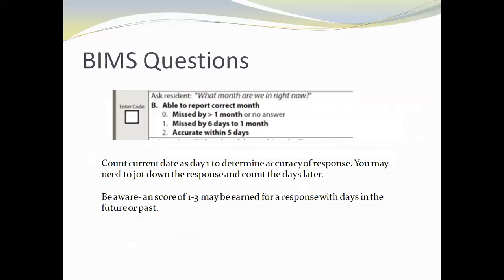When you're looking at what month it is, you need to count the current date as day 1 to determine the accuracy of the response. You might need to jot down the response and count up the days later to make sure that you're scoring this accurately. It can be a little bit tricky sometimes. And be aware that a score of 1 or 3 can be earned with a response for days in the future or in the past.